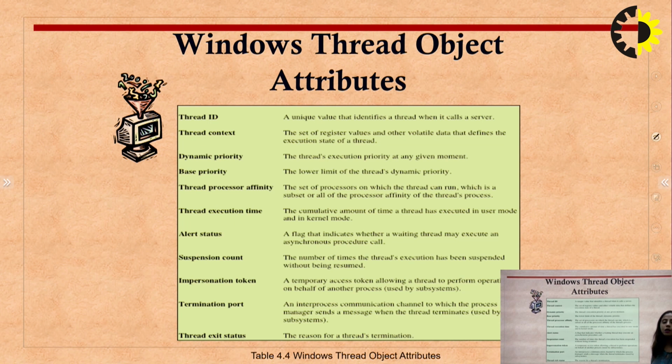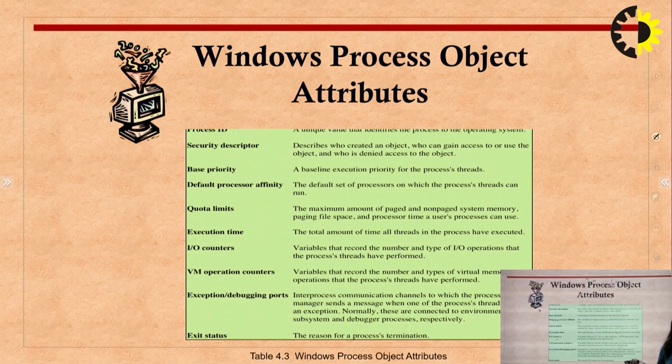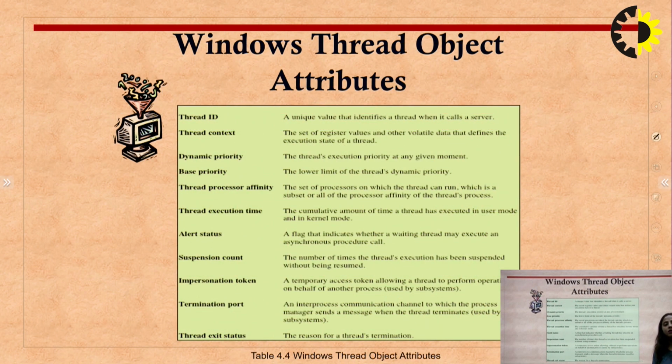Now, Windows thread object attributes. Previously, we read about the process object attributes. Now, we will go through thread object attributes one by one. A thread has a thread ID, which is unique. Just like a process ID, it is a unique value that identifies a thread whenever it calls a server. Now, thread context: the set of register values and other volatile data that defines the execution state of a thread.